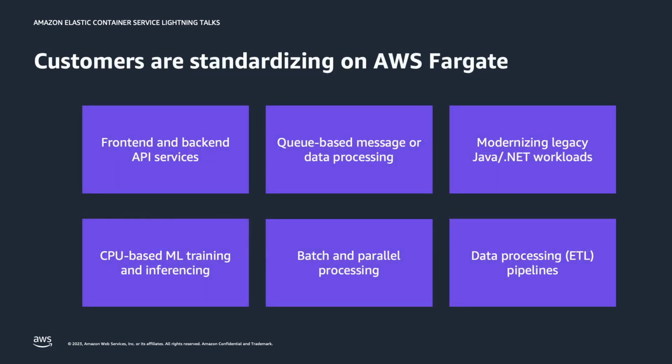With AWS Fargate, you only pay for what you use, and you're billed by the second. When customers started adopting containers, people traditionally used them for microservices or API and web-based workloads. But since then, we've seen an explosion in the use cases that people use containers for. And in the past year or two on AWS Fargate, we have seen customers use things like CPU-based machine learning training, batch and parallel processing, and data processing pipeline workloads on AWS Fargate.